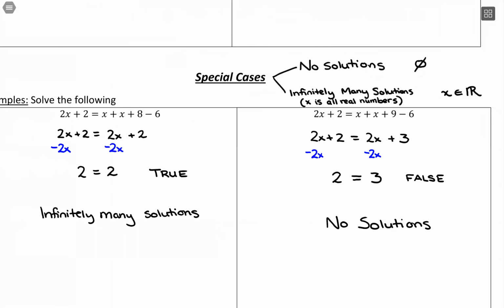So those are the special cases when you're solving. If your variable disappears, then you need to evaluate whether you're getting a true or false statement. If it's true, infinitely many solutions. If it's false, no solutions.